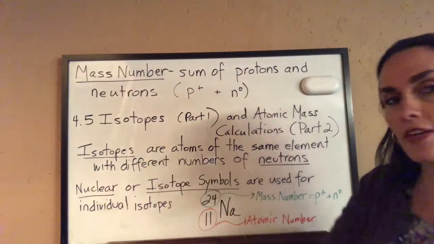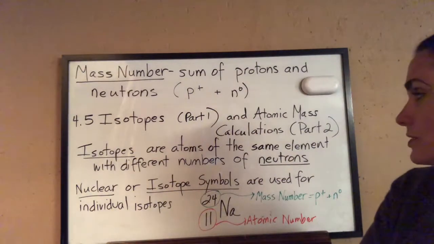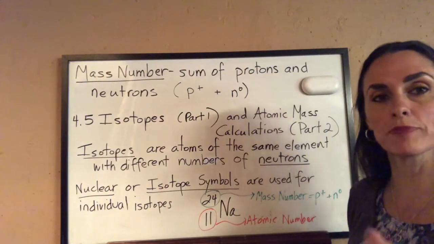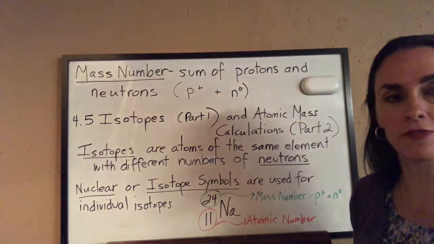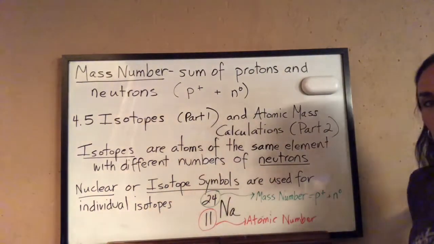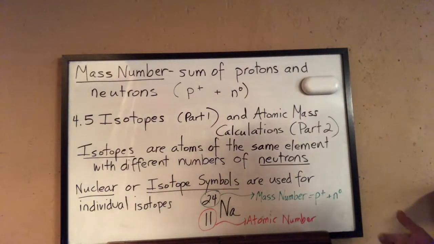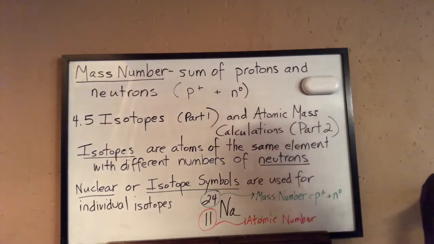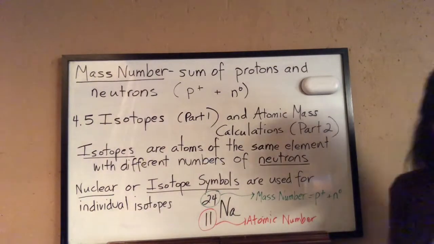Isotopes are the atoms of the same element with different numbers of neutrons. So in the previous board, I had written the word variations. Isotopes, okay? Atoms of the same element with different numbers of neutrons. When you have an isotope, you use a nuclear or an isotope symbol to represent that individual isotope. And the notation is a little bit different than what you look at when you look at the periodic table.